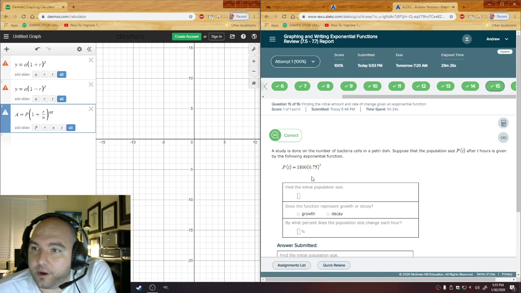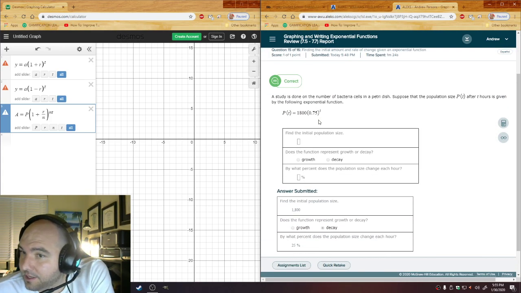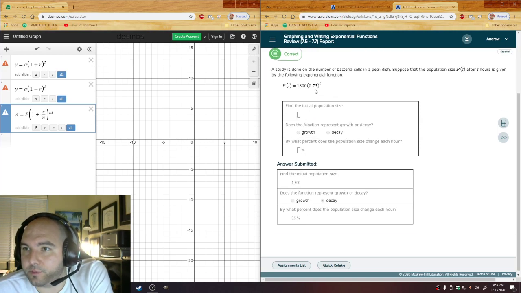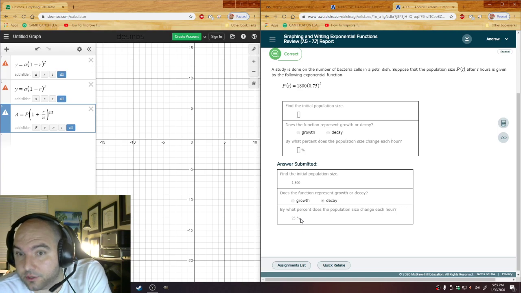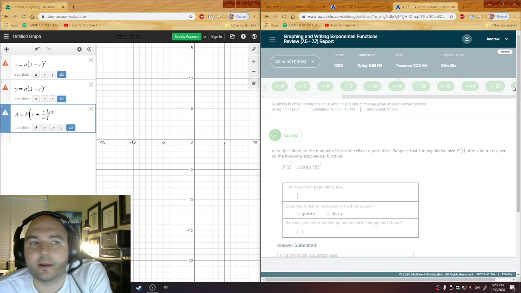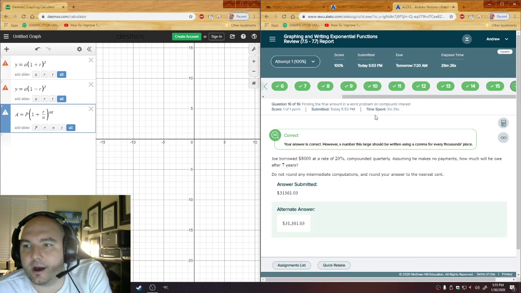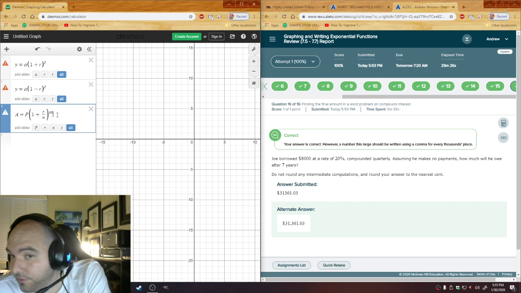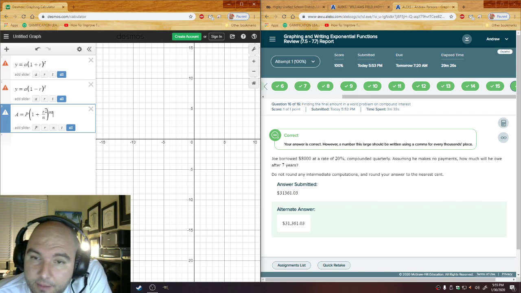Number 15 was evaluating parts of this, and I think the most complicated part is, is it growth or decay? I had a lot of people having trouble if it's growth or decay. So remember, growth is over 1, decay is under 1. And by what percent, which means how far of a decimal is this away from 1? Mine was 0.25, which is 25%. So make sure you're careful in the conversion there. And then the last problem, it was a compound interest formula. So I properly filled out my compound interest with the relevant information. And bada bing, bada boom.